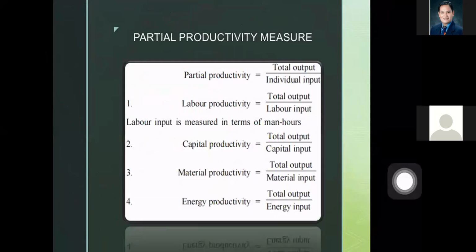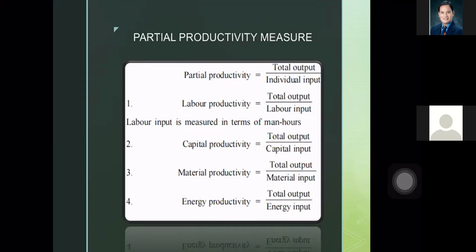Next is partial productivity measure. So here, it depends upon the individual input. Partial productivity is expressed as partial productivity equals total output over individual input. So labor productivity is computed as total output over labor input. So labor input is measured in terms of man hours.